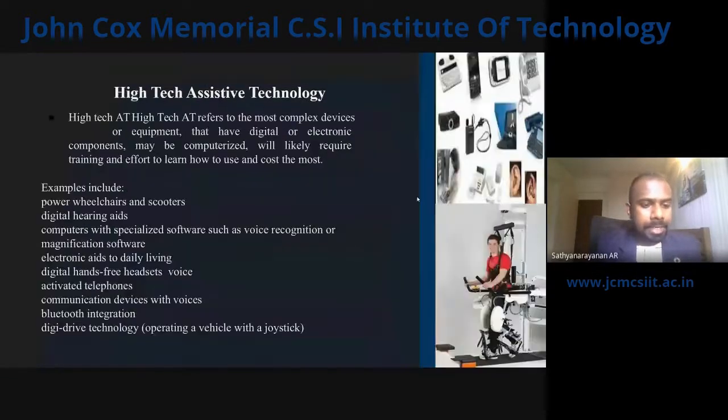Then another one is high-tech AT technology, where it actually uses digital aiding tools, and VR, virtual reality, comes into the picture. And there are also various systems; even Stephen Hawking is using high-tech AT technology tools, including all sorts of rigs as well.